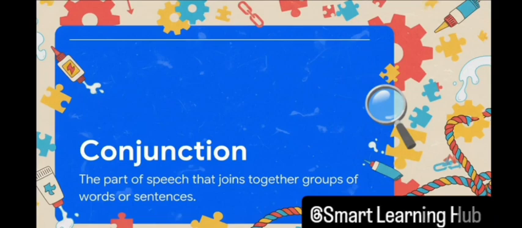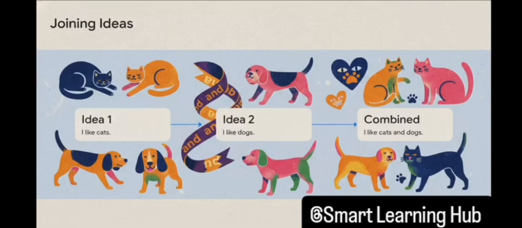And now for our connector blocks. Conjunctions are basically the glue of our language. These are the words that join other words or phrases or even entire sentences together, so we can create more complex and interesting ideas. This shows that process perfectly. You start with two separate ideas. I like cats and I like dogs. The conjunction and acts like a little bridge and lets us combine them into one much more efficient sentence. I like cats and dogs.